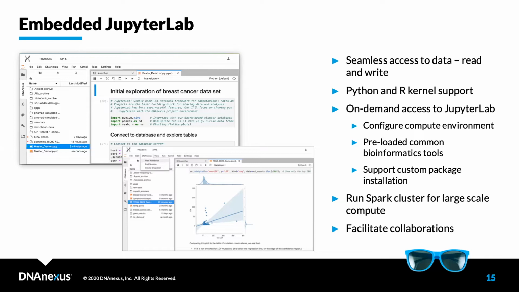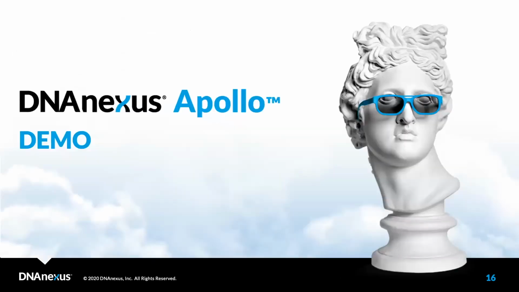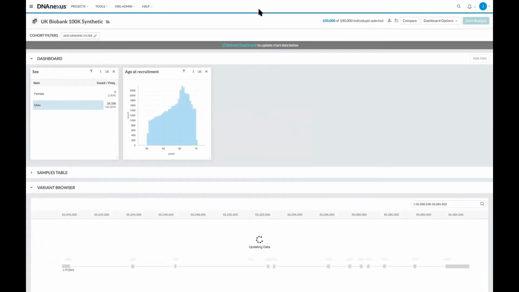So with that, let's jump into the platform and let me show you a little bit about how we actually do this live. Diving into our live demo, what we've landed on here is the landing page for the dashboard for the Apollo browser. What this shows is the name of the data set I'm looking at, and the number of individuals that I've sliced out of the total possible cohort, with some options to download and save.